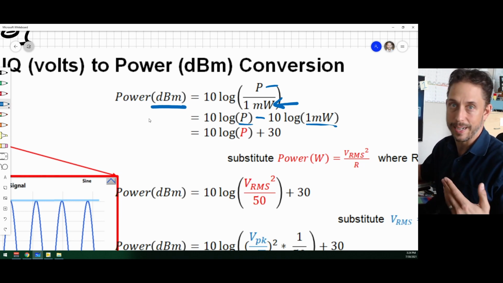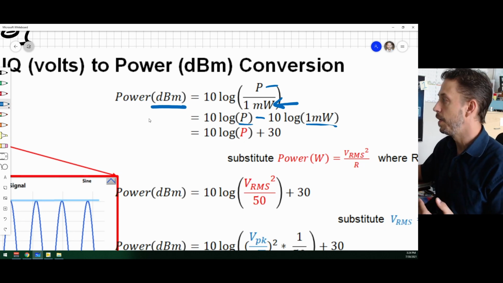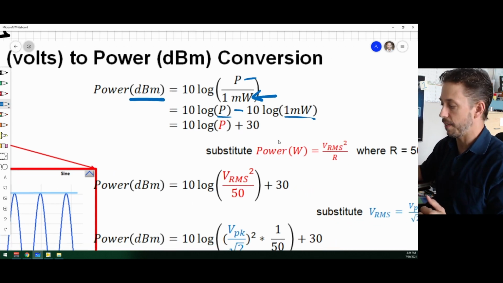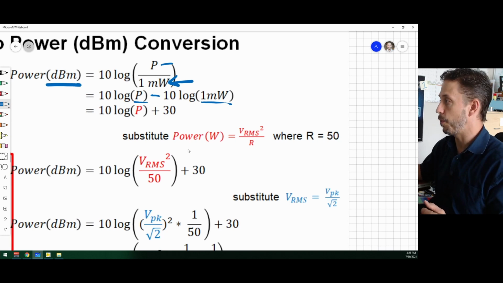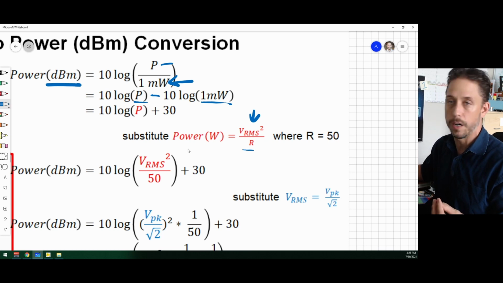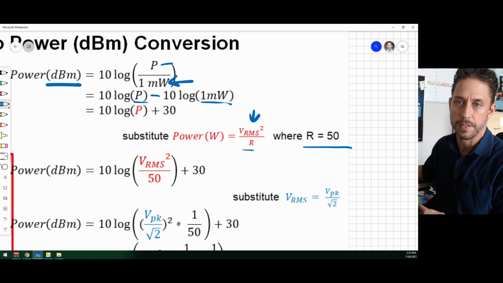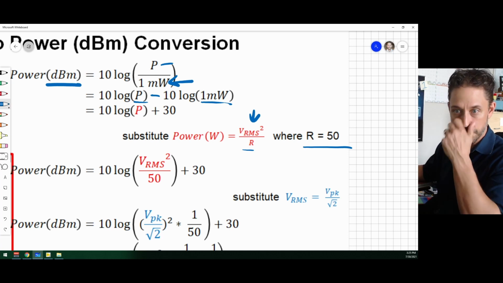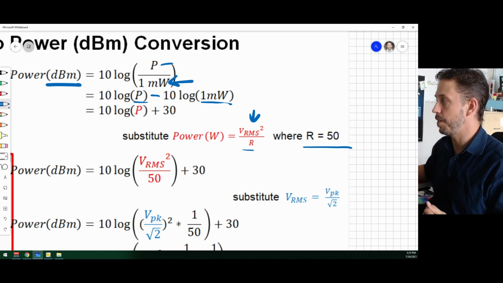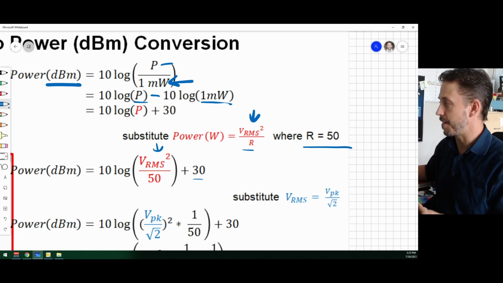Now, once again, we're not given power by our vector signal analyzer. We're given a complex value. So we need to get closer. We need to get to volts first. Well, something we know specifically about volts is that power in watts, as we mentioned earlier, is volts RMS squared over R. And in most RF systems, not all, some of them are 75, but the vast majority of RF systems nowadays are indeed 50 ohms. Okay, so now let's do some substitution. We've substituted the power for volts RMS squared. We leave that plus 30 on the other side.